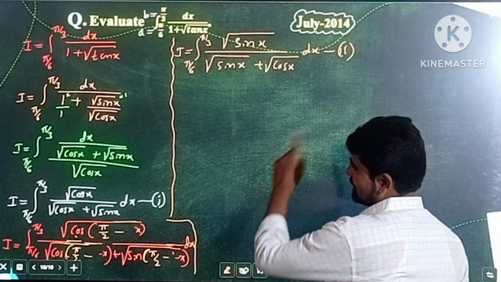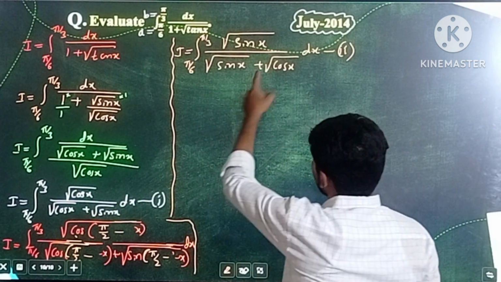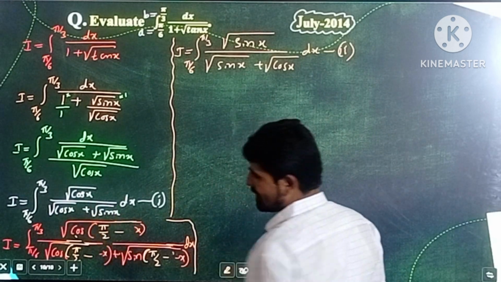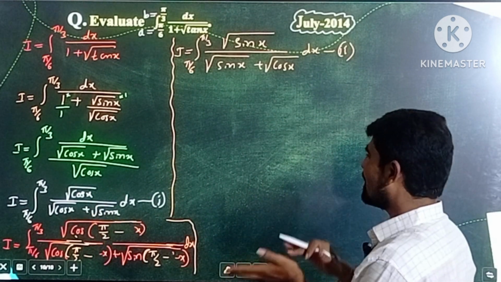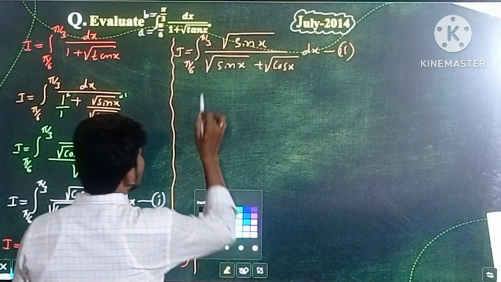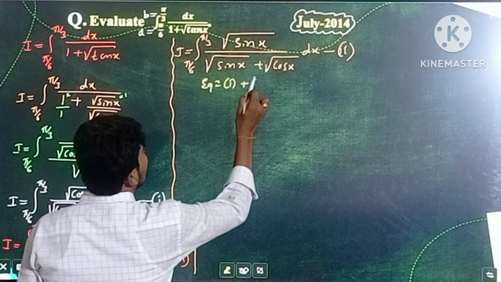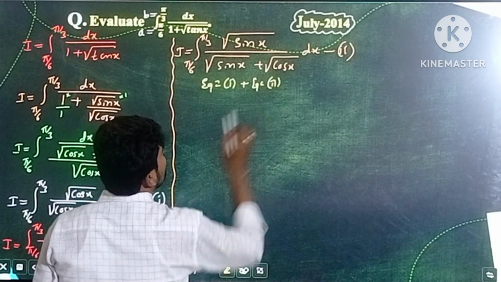Now observe first and second equations. The denominator is same, root sin x plus cos x, root sin x plus cos x. So that's why I am going to add equation 1 and equation 2 in the next step. In the next step, what am I doing? Adding equation 1 and equation 2.